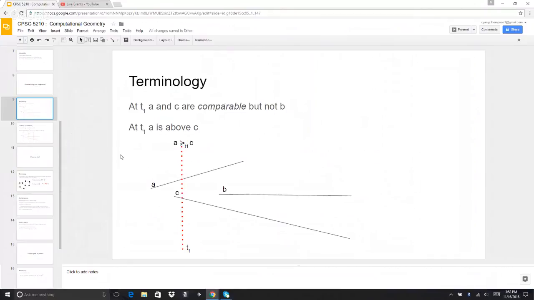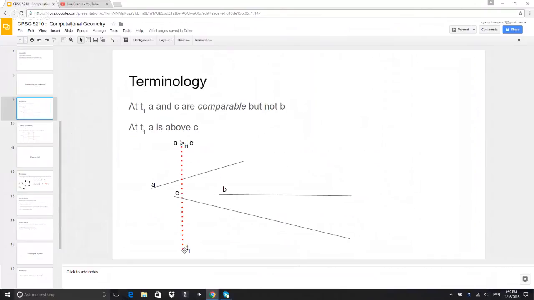So when you're looking at these intersecting line segments and using the sweeping algorithm, you're really concerned about at what point in time these are occurring. And that informs you if you can compare something or not. So A and C are comparable, but not to B. So here's line segment A and line segment C. They each have their own unique endpoints.